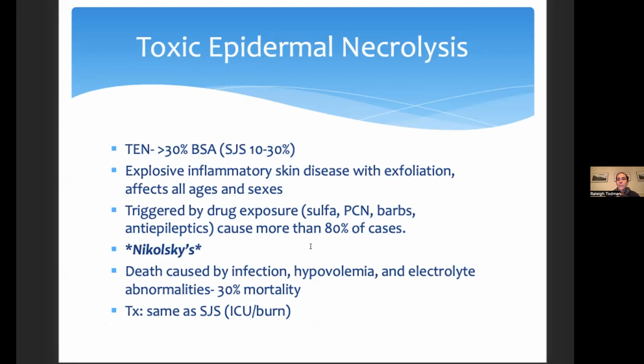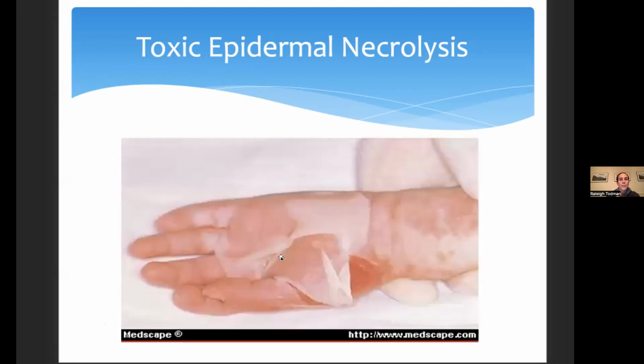Death can be from hypovolemia, electrolyte abnormalities, or infections, like a bacterial infection. And this is a 30% mortality. Pretty severe. Treatment's the same: fluids, electrolyte repletion, treat skin lesions as burns, ICU admission. And look how scary that is. So that's what TEN can look like.